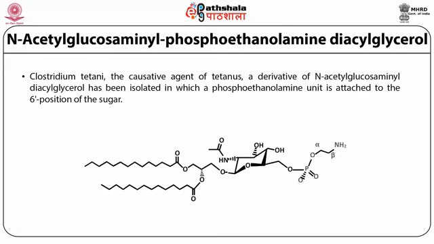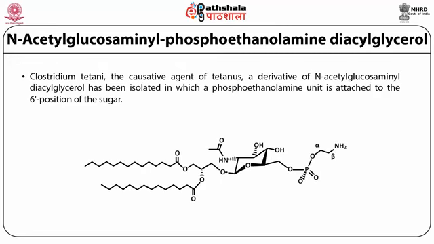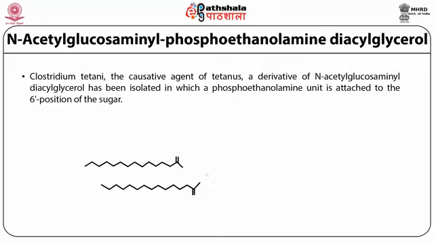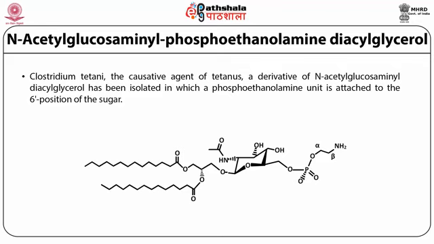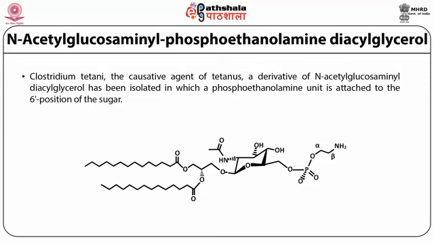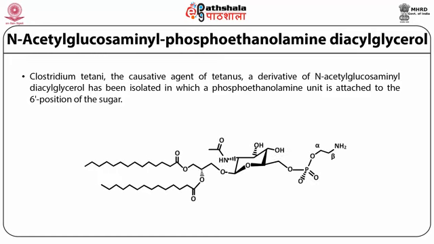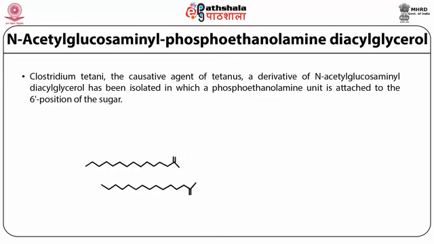Clostridium tetani is the causative agent of tetanus. And from this bacterium a derivative of N-Acetylglucosaminyl-diacylglycerol has been isolated, in which a phosphoethanolamine unit is attached to the 6th prime position of the sugar, which can be seen in the shown structure.